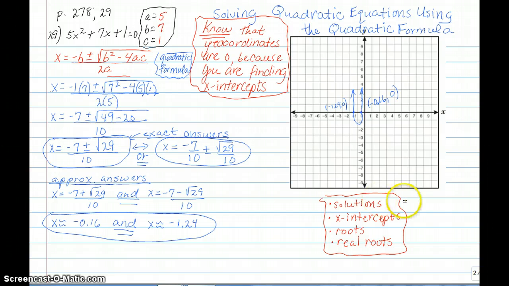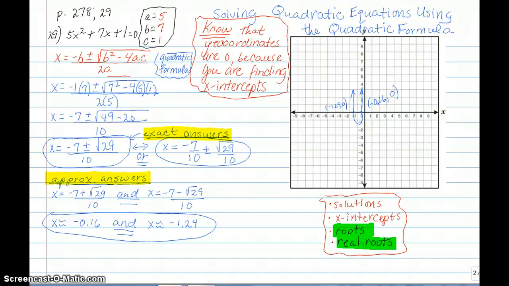Remember, there are exact solutions. Let's go ahead and highlight these. You have exact solutions, exact answers, approximate solutions, approximate answers. These exact solutions and answers can be plotted on a graph because they are the x-intercepts of your parabola. Now, another couple words that you might hear, just so that you're aware of it, are roots, and real roots. Just in case you hear them, it's not anything new. It's just solutions or x-intercepts they're asking you about.